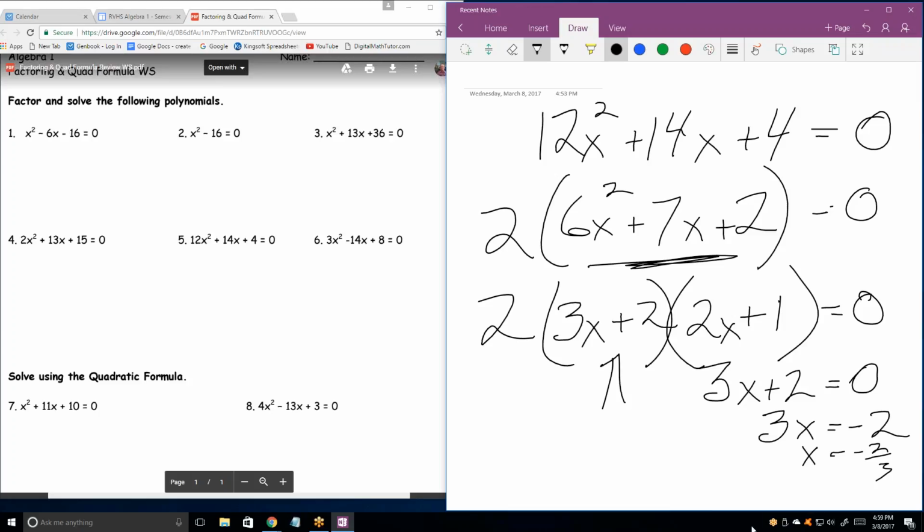Now I also have 2x plus 1 equals 0. Solve that. That would be negative half. No, minus 1/2. Good. There's your 2 answers.